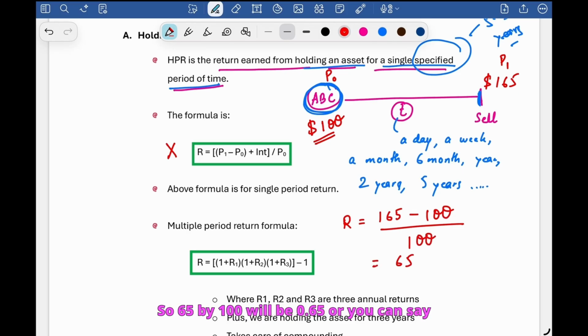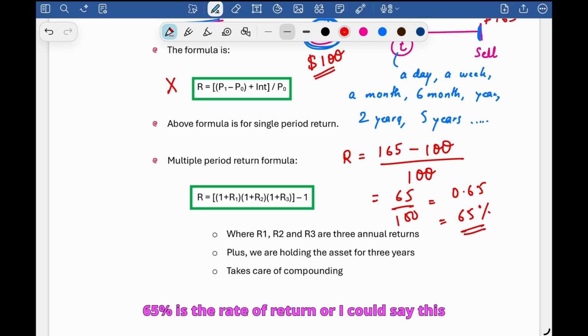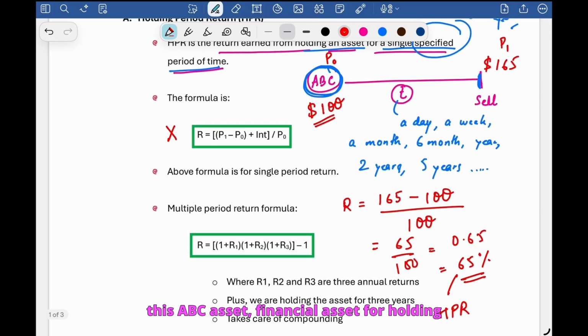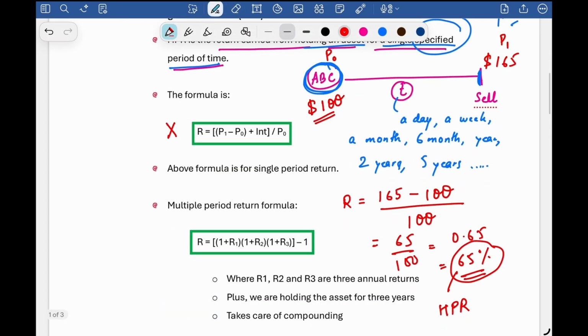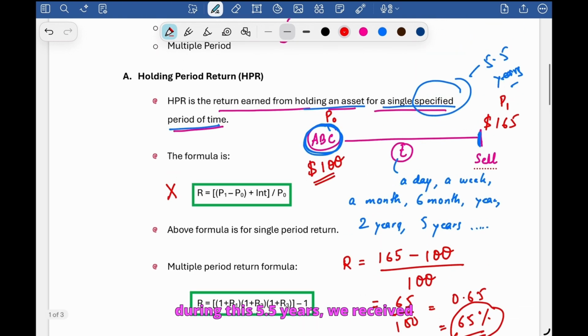So 65 by 100 will be 0.65, or you can say 65% is the rate of return, or I could say 65% is the holding period return for holding this ABC financial asset for 5.5 years. So this is our holding period return in this example. But let's assume that while we are holding this asset, during these 5.5 years, we received a total dividend.